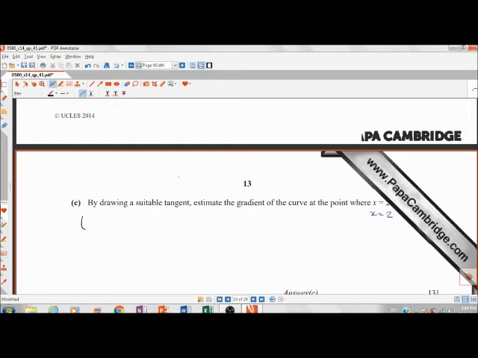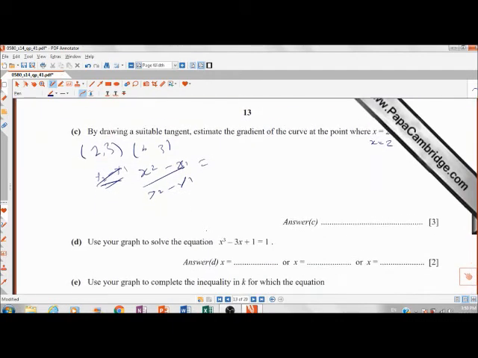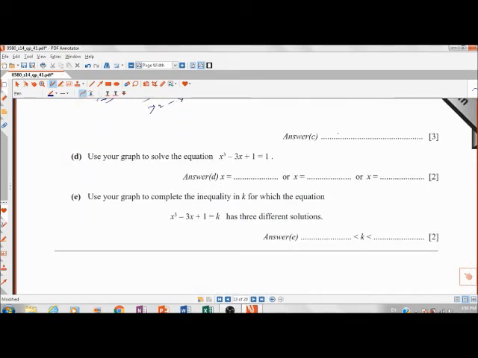So the first point you can get is using the point they give you, so x equals 2, right? It should look something like this. Second point, you pick any point from the line, and then you use the formula y2 minus y1 over x2 minus x1, and you get the answer, which should be 10.